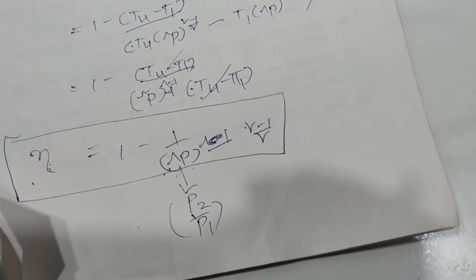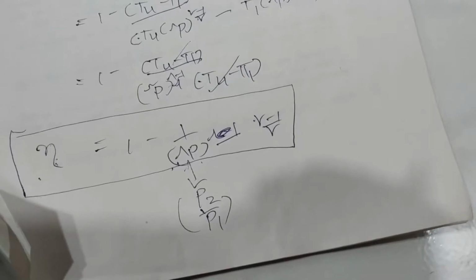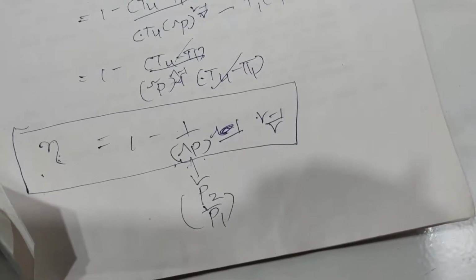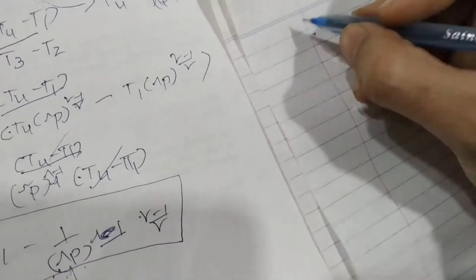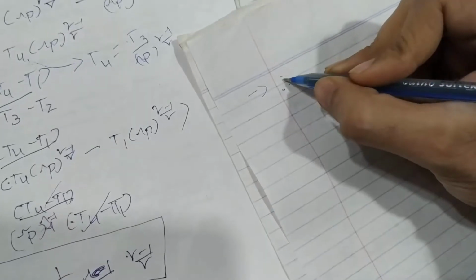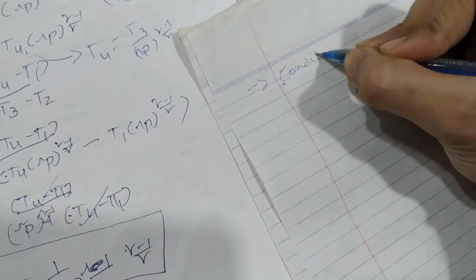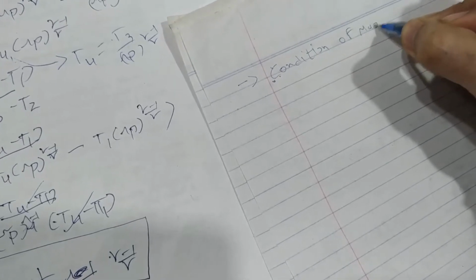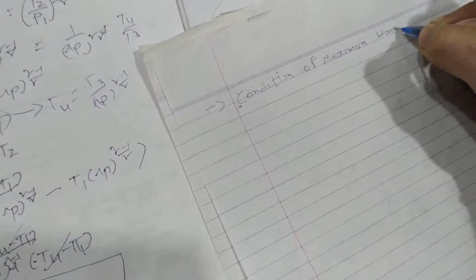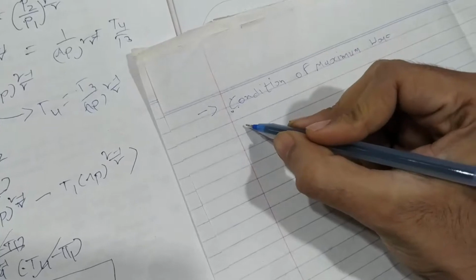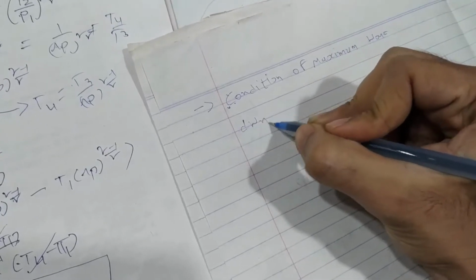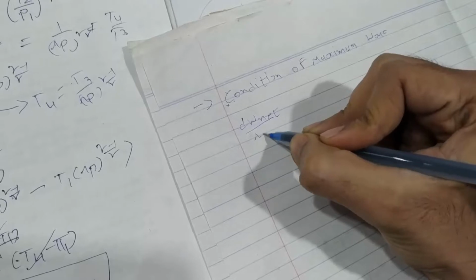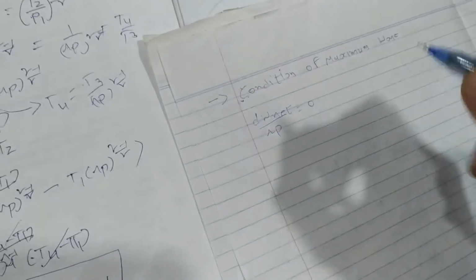This is the formula of thermal efficiency. This is something which I derived the last time in my video. In this video I will derive the equation for the condition of maximum work. First I will explain the condition of maximum work. So what is the condition of maximum work? The condition of maximum work is dW net, net work done, upon pressure ratio, is equal to 0.